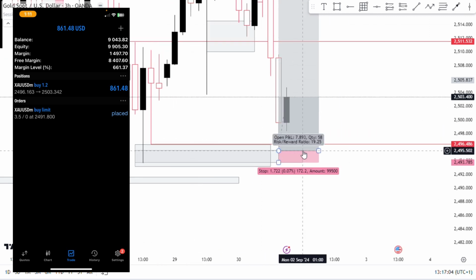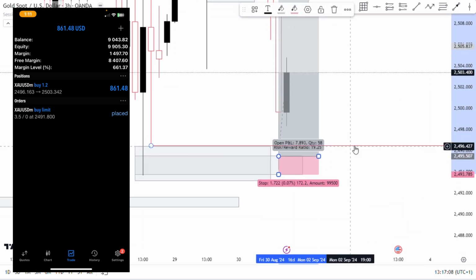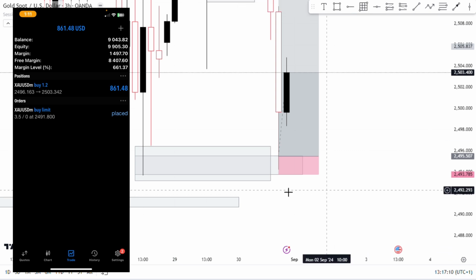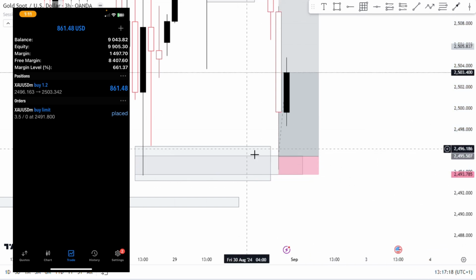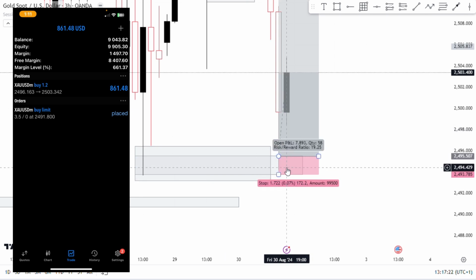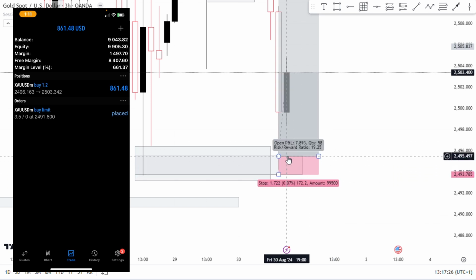2496.163, and this particular entry is 24. Let me delete this. This particular entry right here is 24.95. So I added spread to it. That's why you're seeing 96. I added spread to it because sometimes, based on my trade strategy, price will just come all the way down, give you a sniper entry, and then your broker won't pick your trade just because of spread.